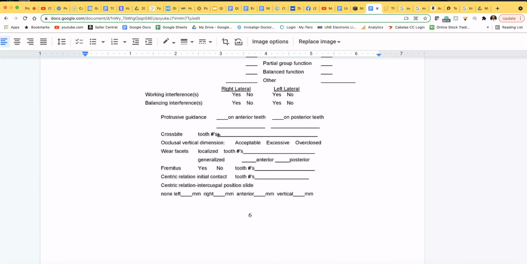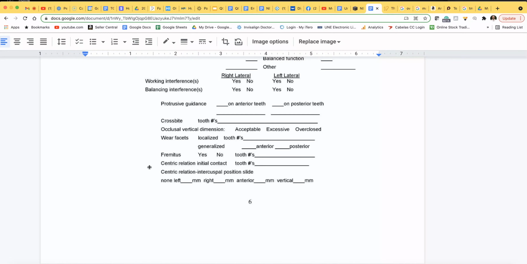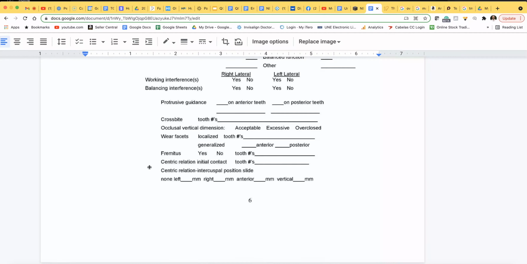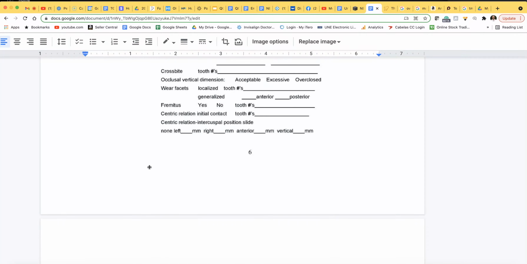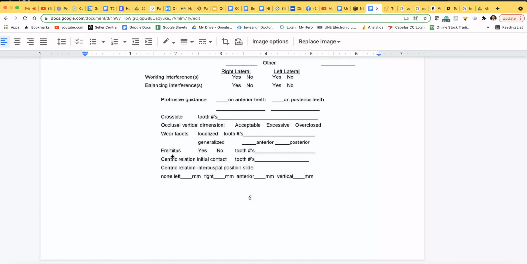Crossbite: are there any teeth in crossbites? Occlusal vertical dimension, just a general sense here. Wear facets, where are they? I tend not to get too specific here. With that said, I don't think it hurts. We have so much data when we take our diagnostic photos and our iTero scan that I can look at this stuff. The guy who came up with this form did not have the technology that we have today.